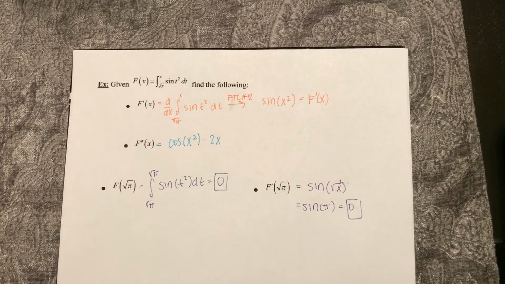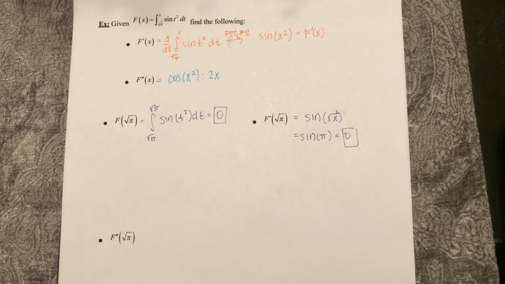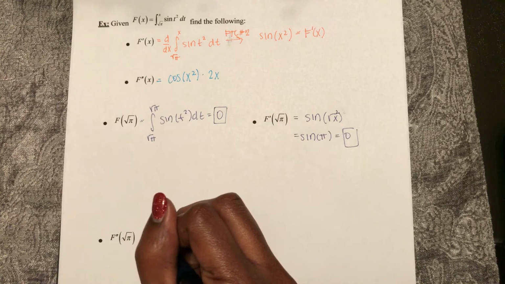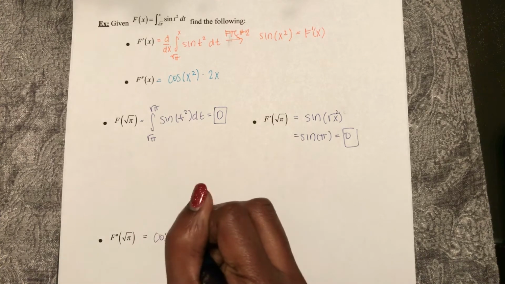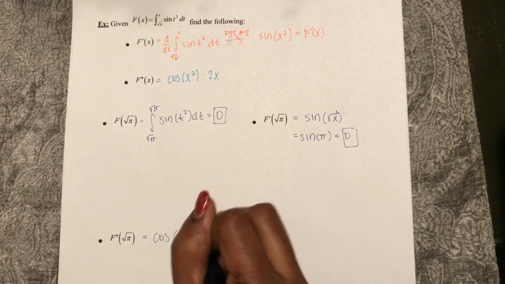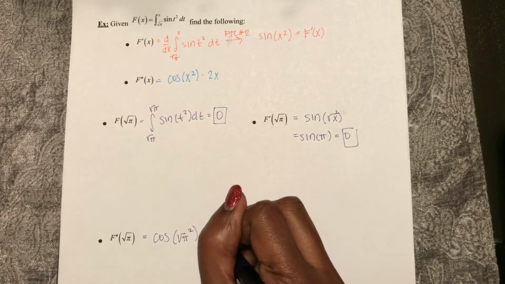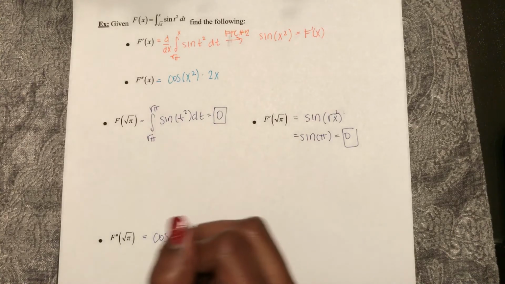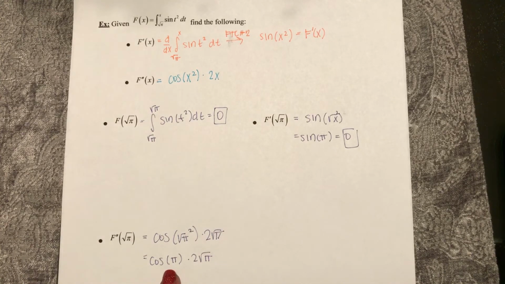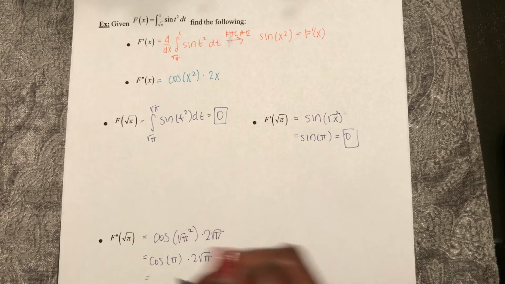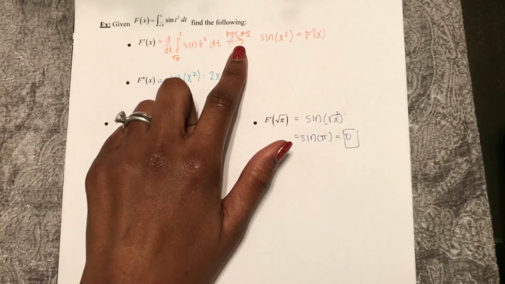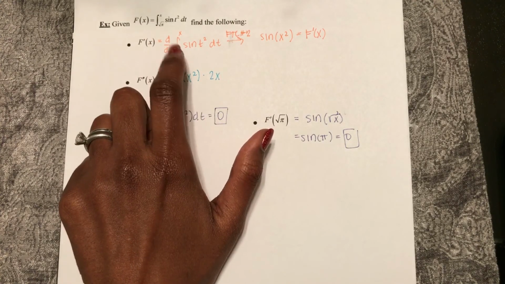And last but not least, down here, we're trying to find f double prime of square root pi. That is going to be cosine of square root pi squared times 2 square root pi. So cosine of pi times 2 square root pi. Cosine of pi is -1, so my answer is -2 square root pi. So we use fundamental theorem of calculus part 2 to take the derivative of an integral.